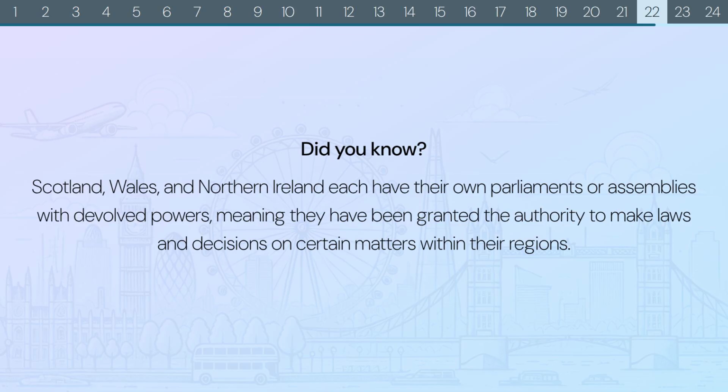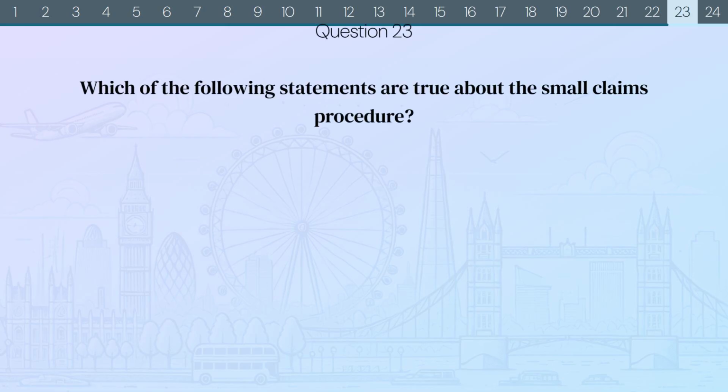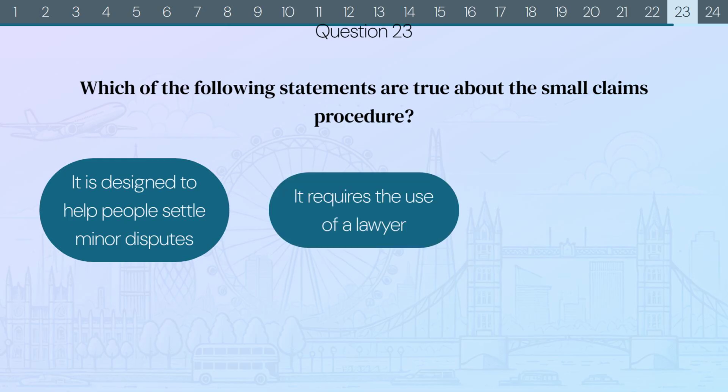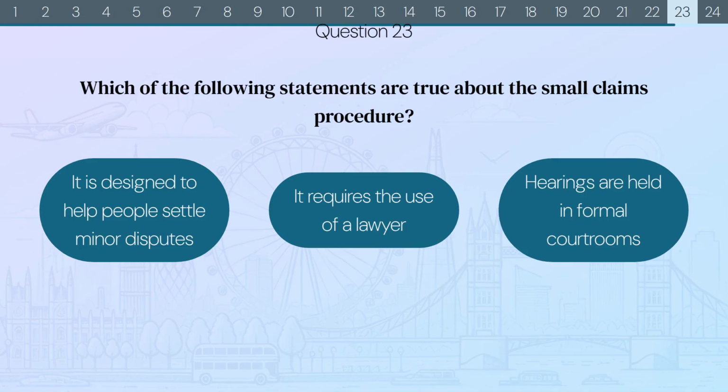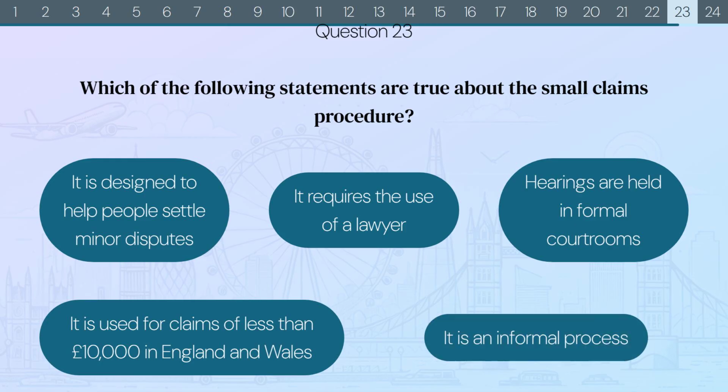Did you know? Scotland, Wales and Northern Ireland each have their own parliaments or assemblies with devolved powers, meaning they have been granted the authority to make laws and decisions on certain matters within their regions. Question 23. Which of the following statements are true about the small claims procedure? It is designed to help people settle minor disputes. It requires the use of a lawyer. Hearings are held in formal courtrooms. It is used for claims of less than £10,000 in England and Wales. Or it is an informal process.